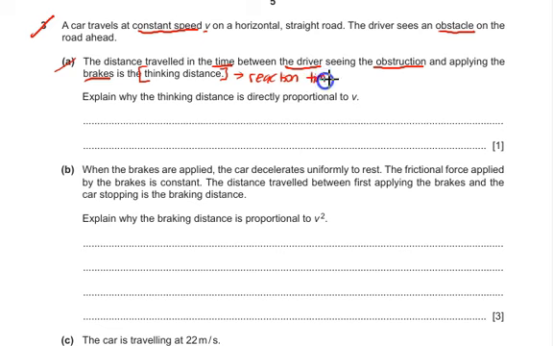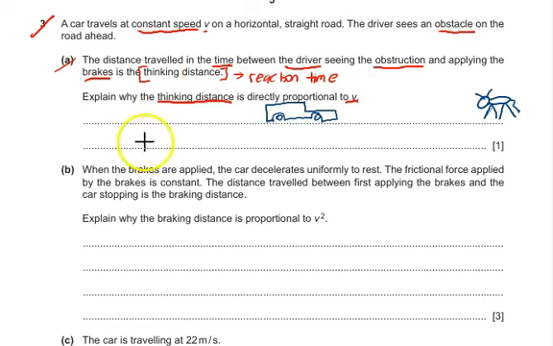In some questions, they will refer to this situation as a reaction time. Now explain why the thinking distance is directly proportional to the speed. Let us go back to some basics. What is the speed's formula? Speed is equal to distance over time. Now they are asking why the thinking distance is directly proportional to v.